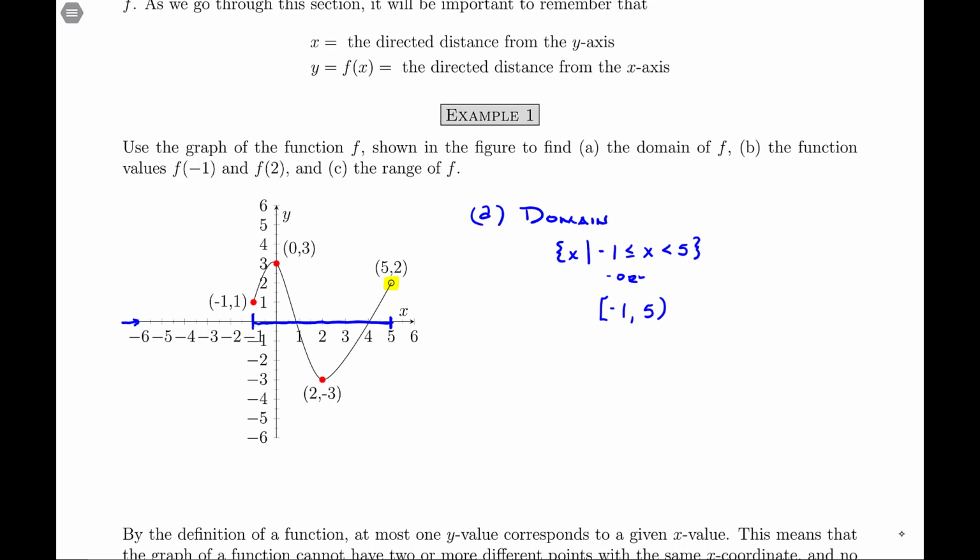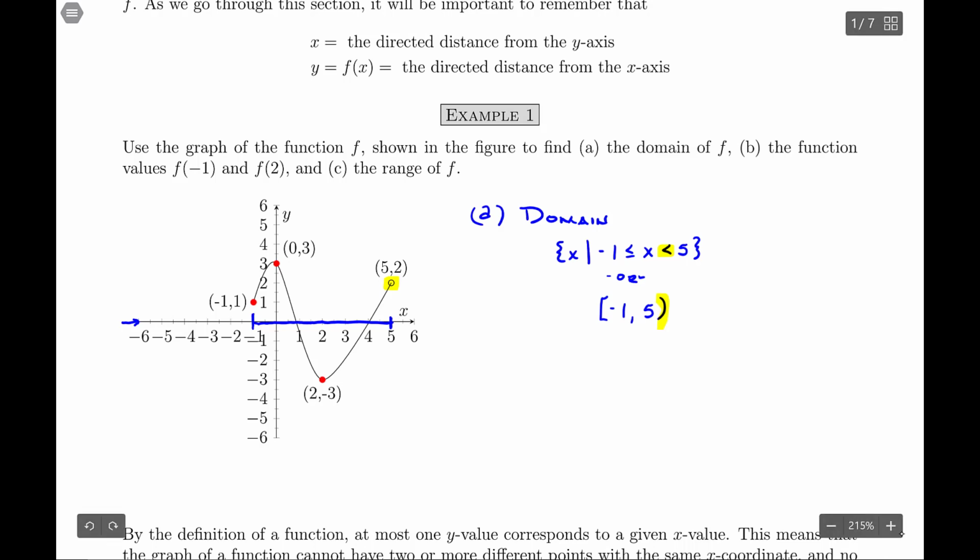The graph is not defined at 5. That open circle indicates that at the x value of 5, the graph approaches 2, but the graph itself is not defined at 5. So when we're looking at the interval notation or the set notation for this particular graph for the domain, it's from -1 inclusive, but up to 5 not inclusive. It does include -1, and then it goes all the way up to 5, but it doesn't include 5 itself. That's why we indicate that with the parentheses or with the strictly less than symbol.